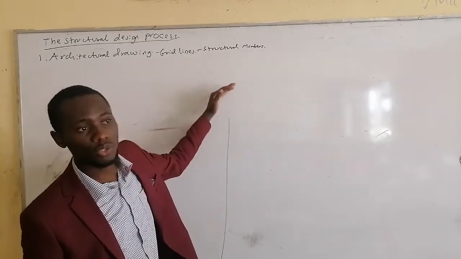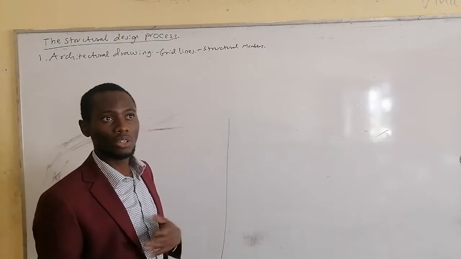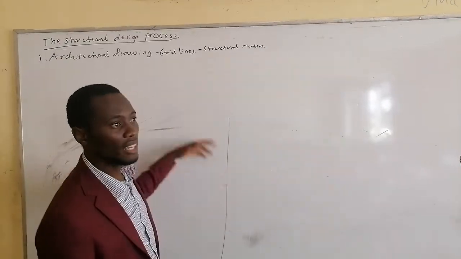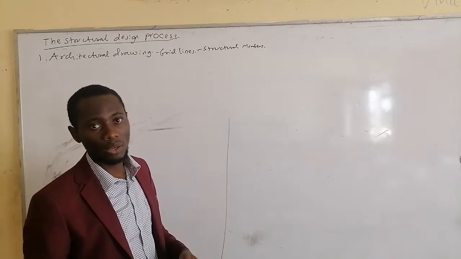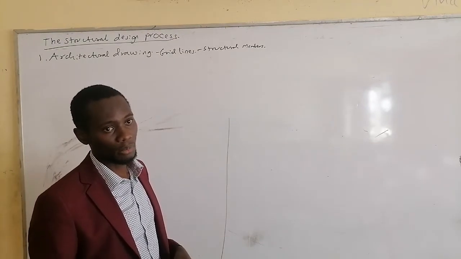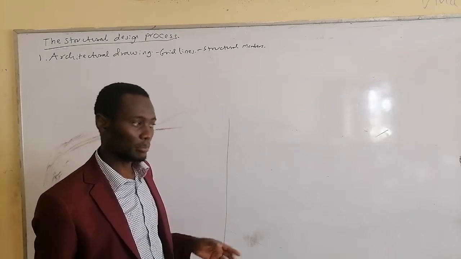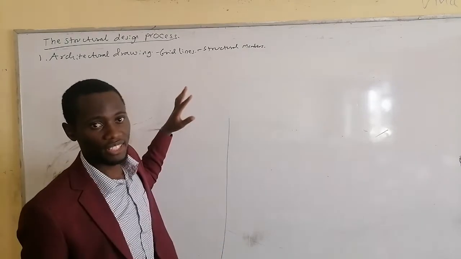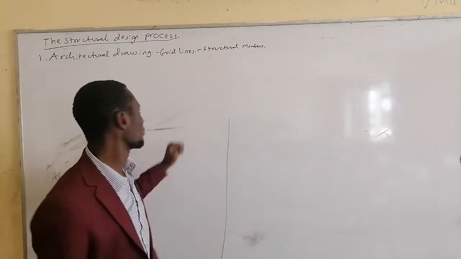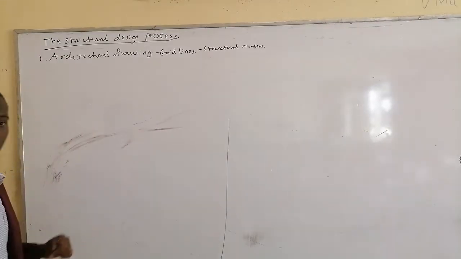Therefore, the structural members include walls, columns, beams, slabs, and such. And grid lines are normally along the walls, and they normally cross columns, etc. Therefore, this is the first thing that as a designer you are supposed to look at after you obtain your architectural drawings.